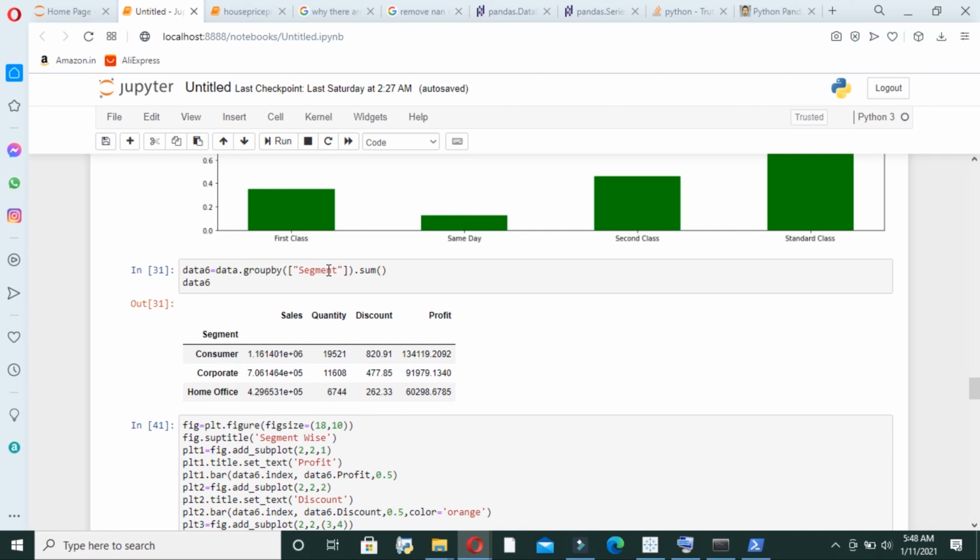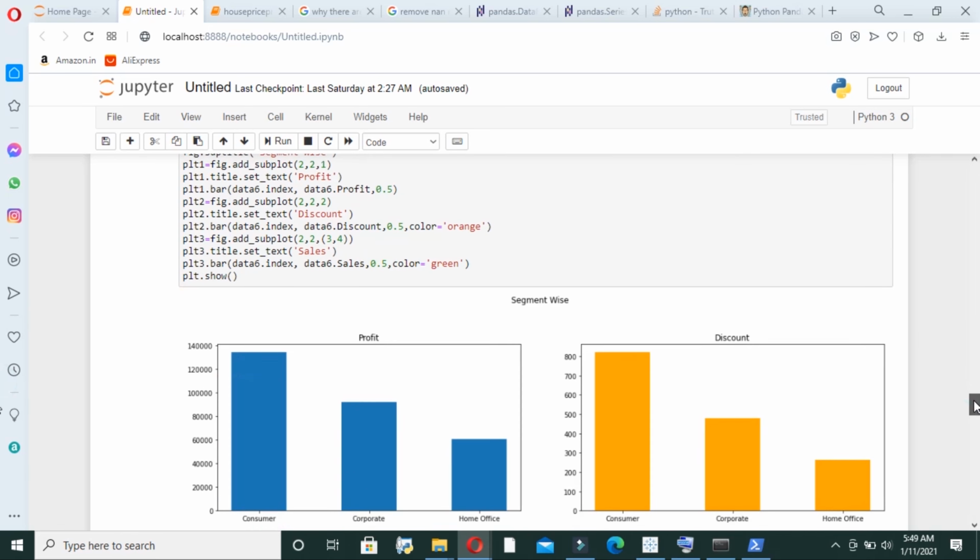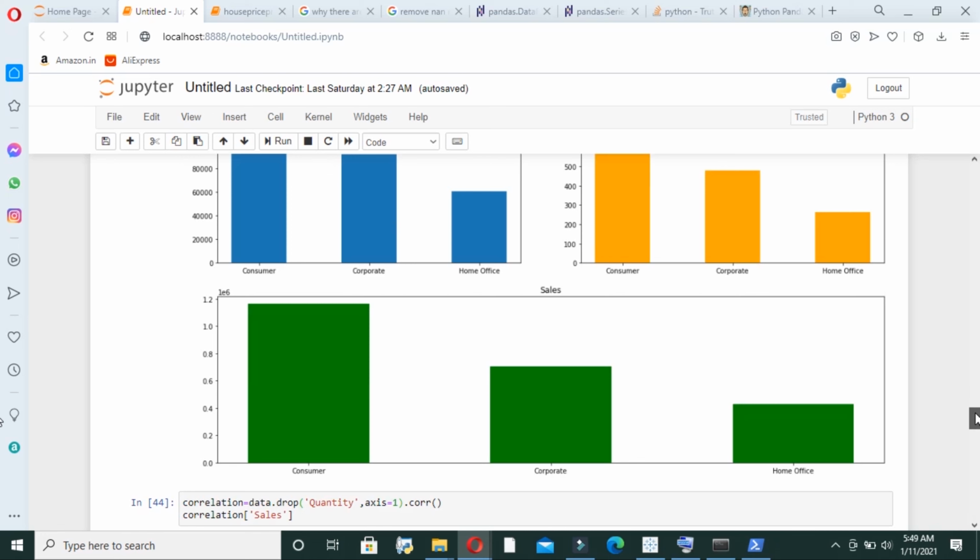And then I found the total profit, discount, quantity, and sales by dividing the data segment wise. So if the product is ordered for a consumer or a single person, most of the profit is earned through this segment, then the corporate segment, then the home office segment. Let's see the visualization also. Most sales happened for the consumer category, then corporate, then home office.